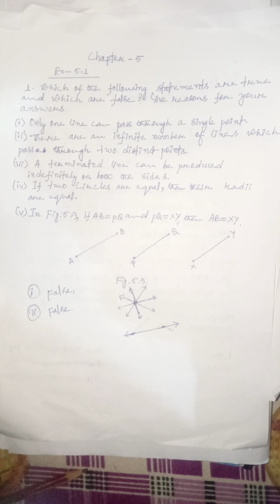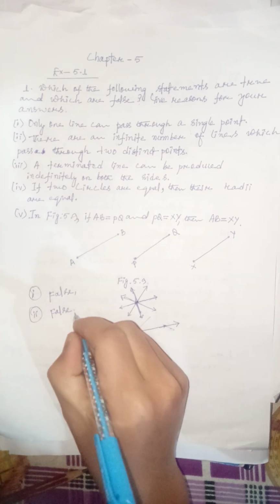In Roman number 3, we have: a terminated line can be produced indefinitely on both sides. And moreover, we can understand it from this Roman number 2 using postulate number 1. We came to know that using these 2 points, only one line can pass through them, right? Using that postulate, we can conclude that the given statement for this Roman number 2 is false.